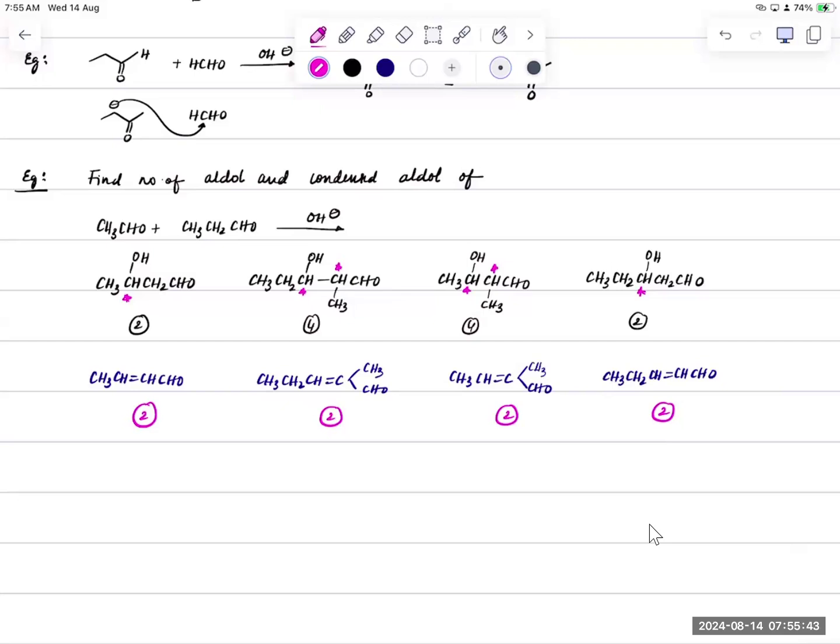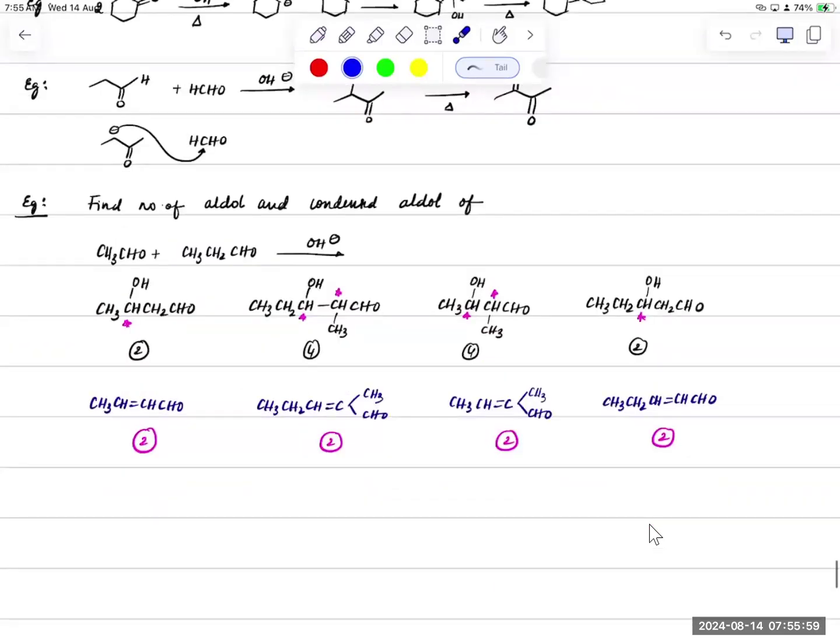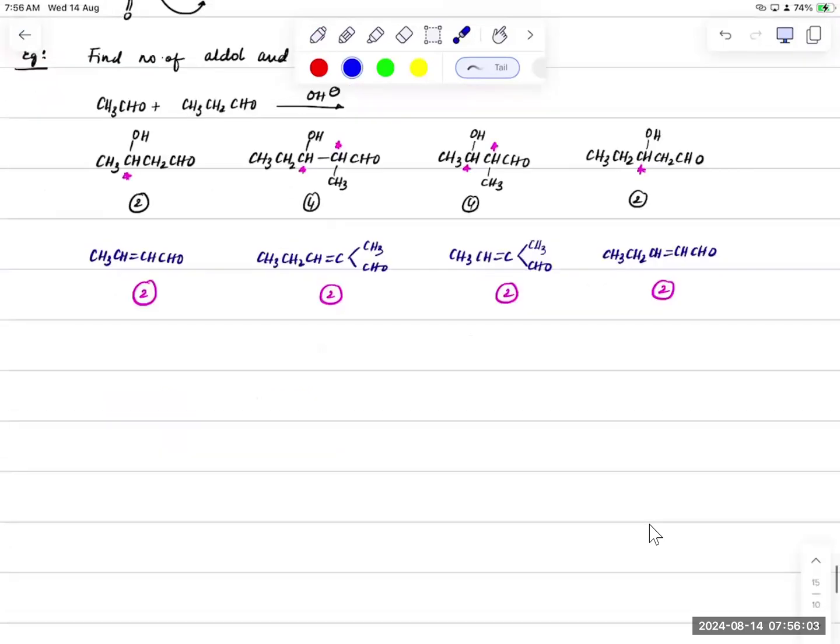Can we expect Cannizzaro if concentrated NaOH is given? Yes. You meant here, right? Here we can expect Cannizzaro, and Cannizzaro will be more preferred if the concentration of OH minus is increased. Okay. I hope all of you got an idea about how to do this. See the next one.